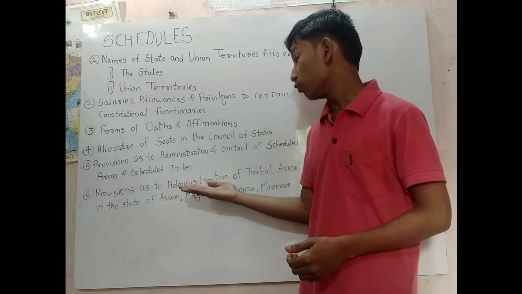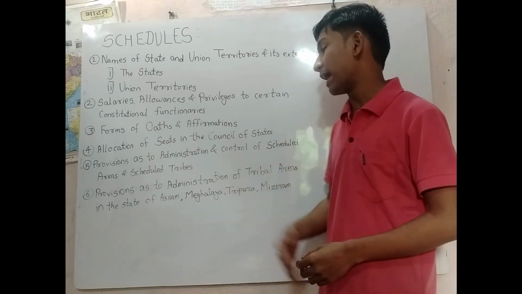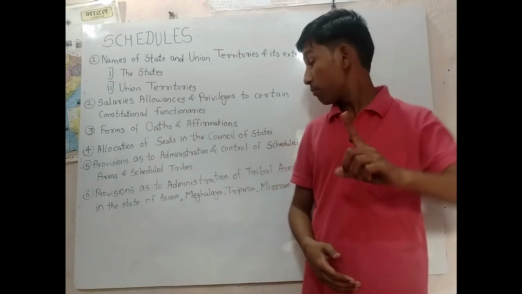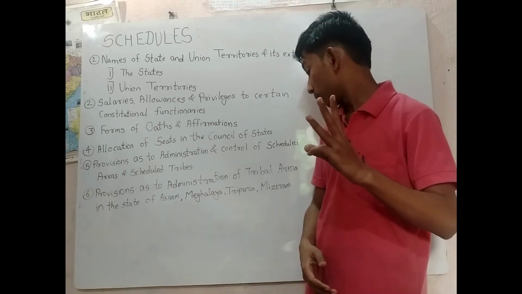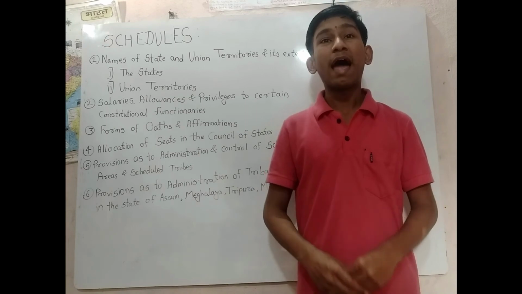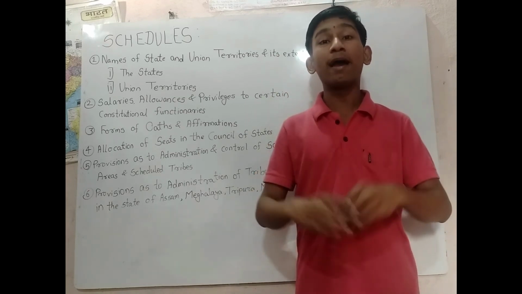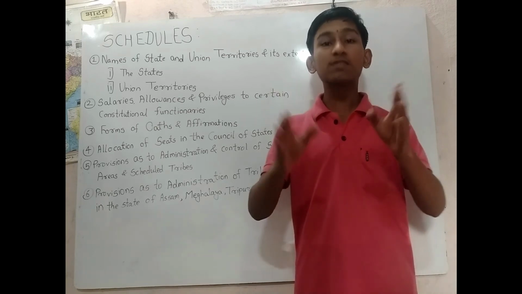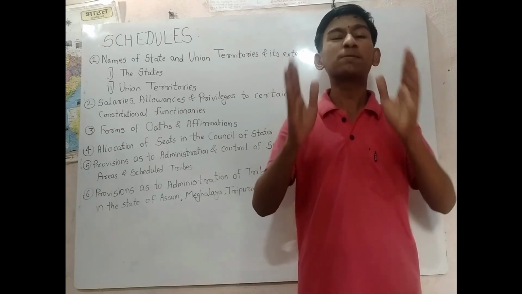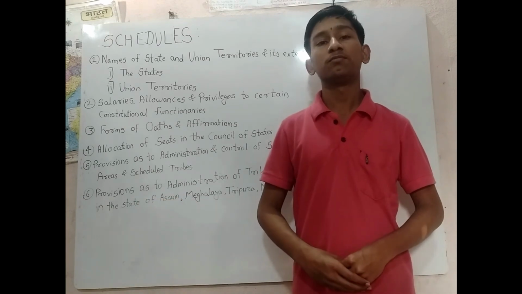The sixth schedule is regarding the provisions as to administration of tribal areas in the states of Assam, Mizoram, Tripura and Meghalaya. So these four states have very huge tribal areas, and that's why for the welfare of these four states there are certain special provisions in the sixth schedule of the Constitution.